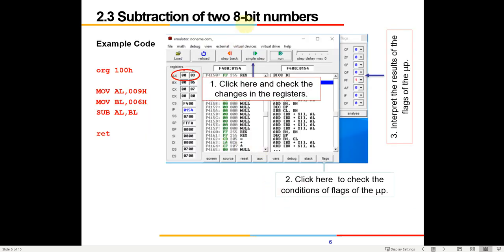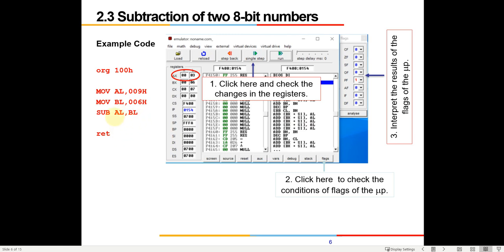Okay, then we can also do subtraction. This is again the code which we write. We are going to first load these registers, AL and BL, with specific values which will be given in the problem statement, and then you do the subtraction, and then you check the flags and also the values of AL and BL.